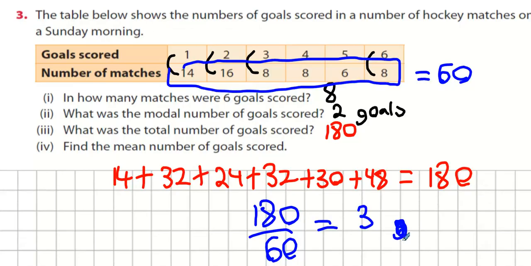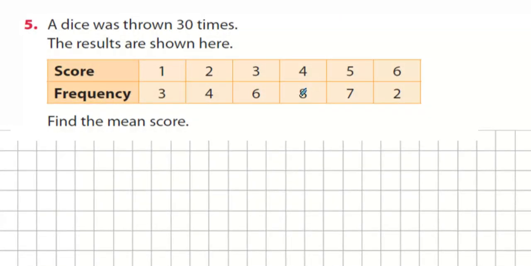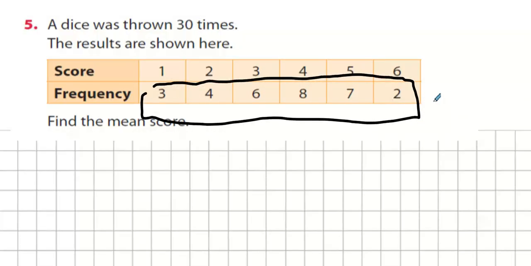Yeah, 3. But we're talking about 3 goals per match though. It's a dice thrown 30 times. What does that mean all of this adds up to? All that has to add to 30, because that's how many times. Frequency means how many times did you do it.